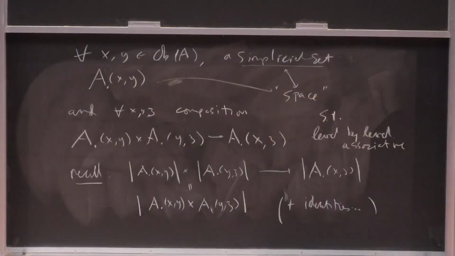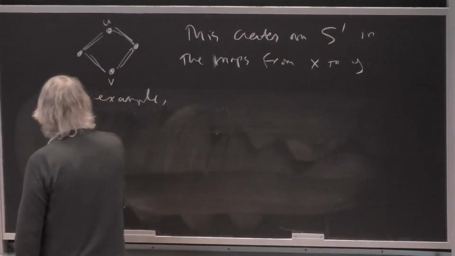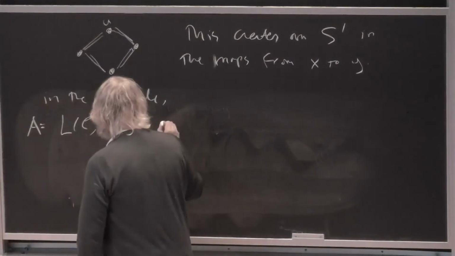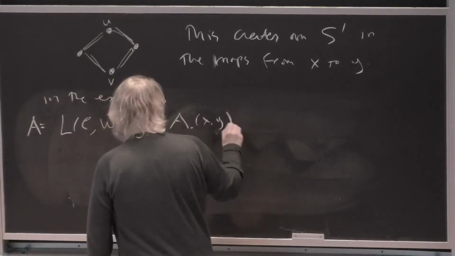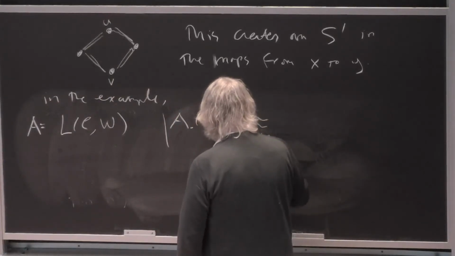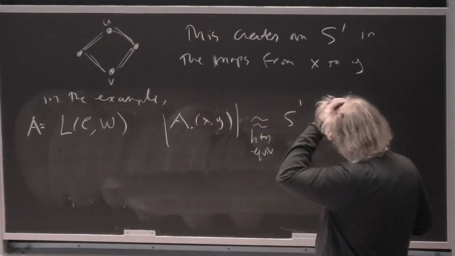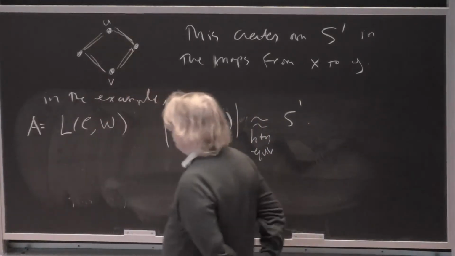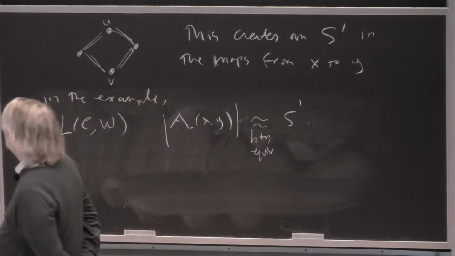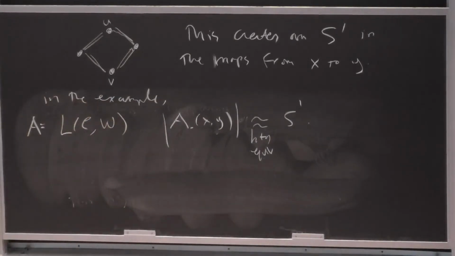And maybe before I erase this, what's going to happen here is that in our localization, in our example, if we take this L of C, if we take A dot equals L of CW, now this is supposed to be a simplicial category, then if we look at A dot of X comma Y, this is going to be a simplicial set. This space is going to be homotopy equivalent to S1. That just tells you the picture that you see here. So that's kind of the thing which is indicating that there's some kind of homotopy stuff going on, even if you just started with the category.